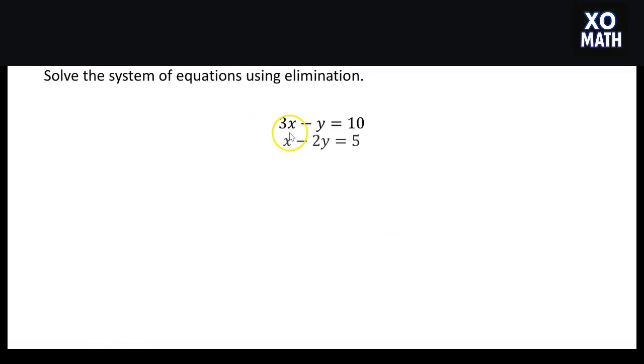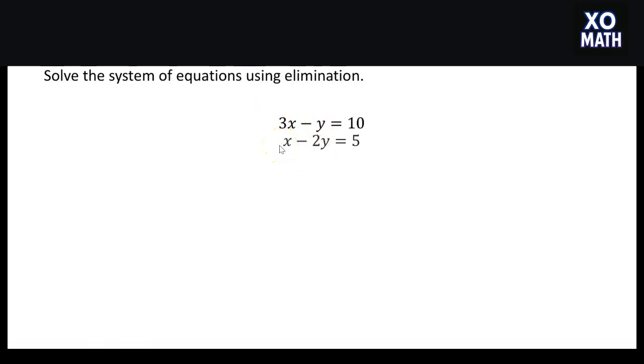In this example, I have 3x minus y equals 10 and x minus 2y equals 5. To get started with the elimination method, we need to make sure our equations are in the right form. They need to be in the form ax plus by equals c, or in other words, the variable terms on the left and the constant terms on the right side of the equation, which we have. So now, what we want to do to use elimination is have the same variable terms have opposite coefficients, and we don't currently have that.